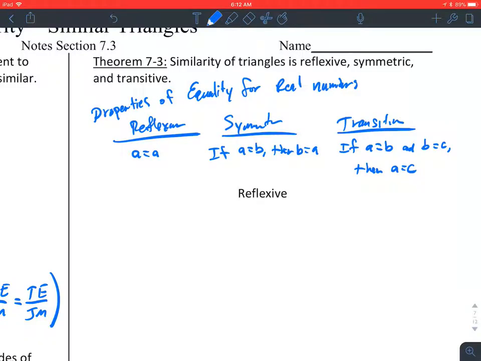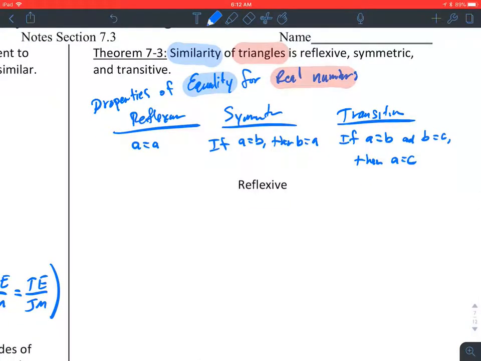So with similarity of triangles, similarity is replacing equality, and triangles are replacing numbers. So for the reflexive property, I need to think of a triangle. You can name any triangle you want. I'm going to name triangle HOT. It's going to be similar to itself. Every triangle is similar to itself. Corresponding sides are going to be proportional. The proportion is going to be 1. Corresponding angles are going to be congruent.